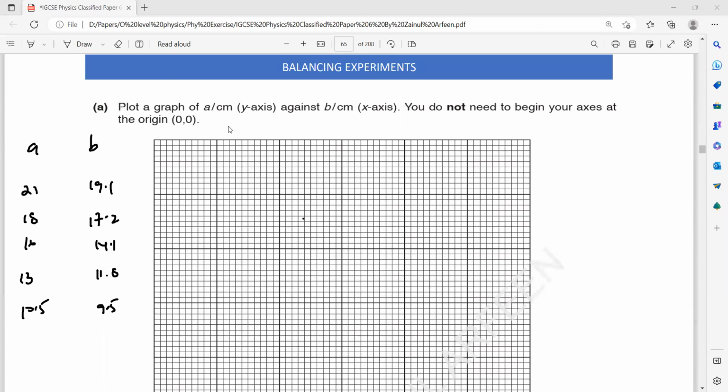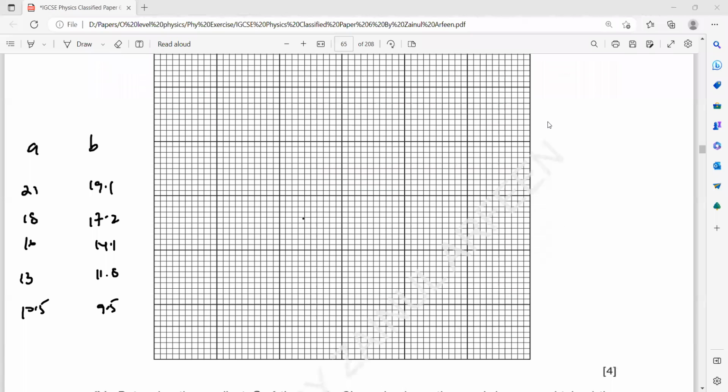In the question they mentioned we do not need to begin the axes from the origin. It means we don't have to mark 0. We can start with any number. Some students think they mean don't start the graph from the origin. It's not like this. It means you don't have to label the axis from zero. So just check the minimum and the maximum value.